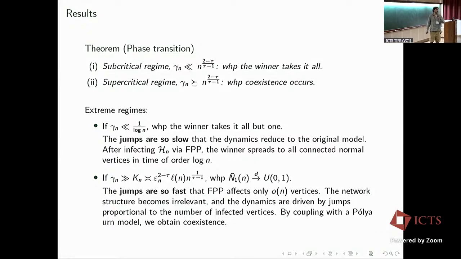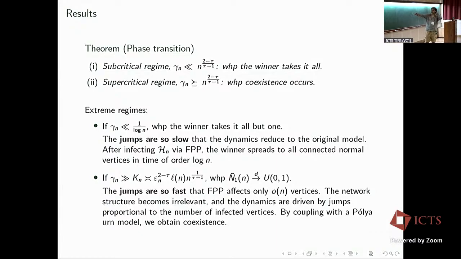Gamma is the rate of jump. So any infected node just has this rate and jumps, and then it selects a uniformly random node, and you can infect. The rate is exponential, with these Poisson clocks. So we identified extreme regimes when gamma is very, very small, much smaller than this. We have again the winner-takes-it-all-but-one. You're really behaving like the jumps are so slow that it's as if they're not there.